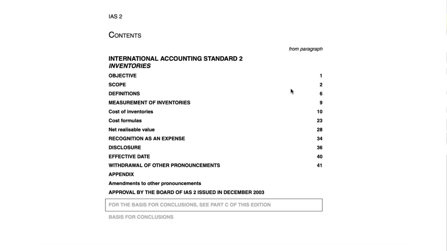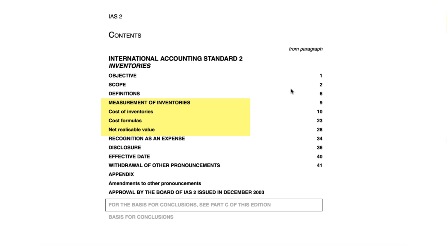Then, this is quite important. Look at the measurement of inventories. It starts with paragraph 9, and then it moves down to net realizable value that starts in paragraph 28 and ends in paragraph 34. So if you look at the total number of paragraphs here, we've got about 40 paragraphs in this standard. As I said to you, nice and short, eh? But if you look at the measurements, that's more than half of the standard.